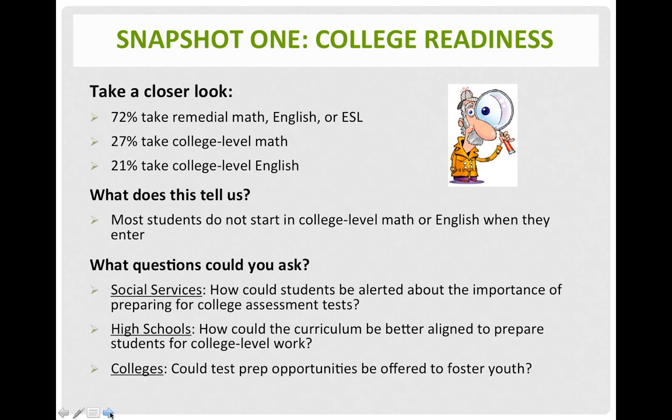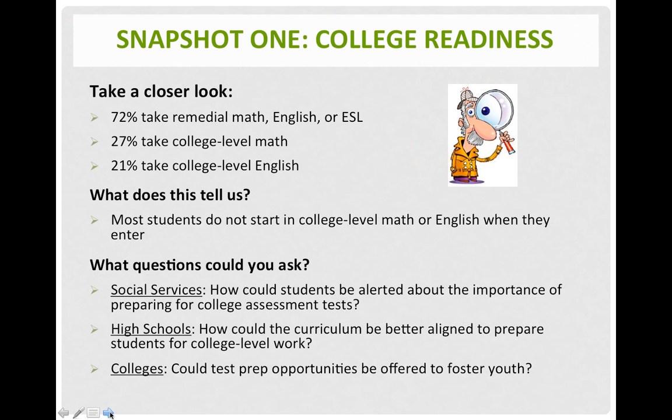So for a social service agency, what you might want to do is say, okay, if the assessment test is a really big deal and it looks like a lot of our students can't pass that test, maybe one of the things we could do is work intensively with foster youth to help them understand how important this test is and give them help in preparing for it. Because if they can pass it, they're going to leapfrog right to that college level course and they're going to be much more likely to make it to some sort of degree.